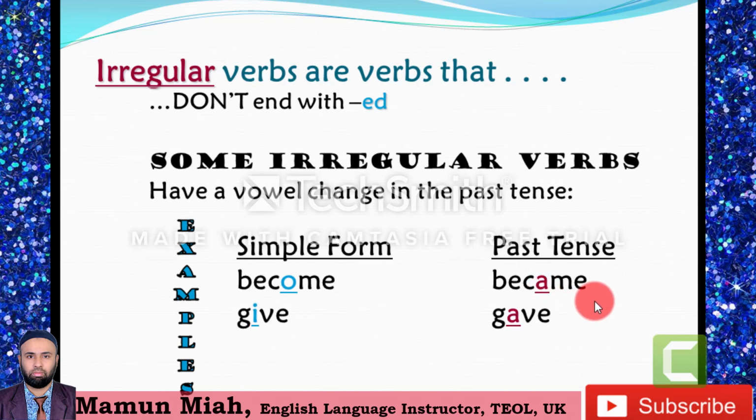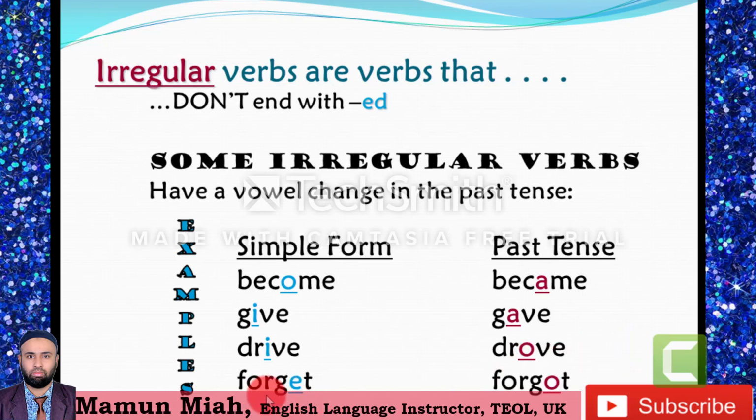In the same way, look, give. In the first one, give, the spelling G-I. Here I has been changed to A, gave. Drive, drove. Forget, forgot. Here E has been changed to O.